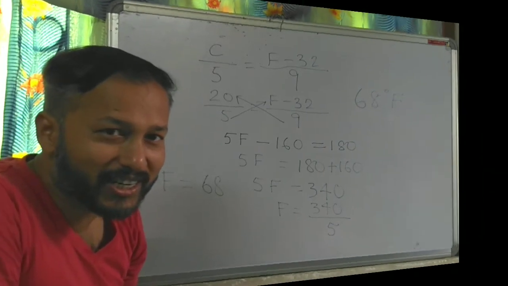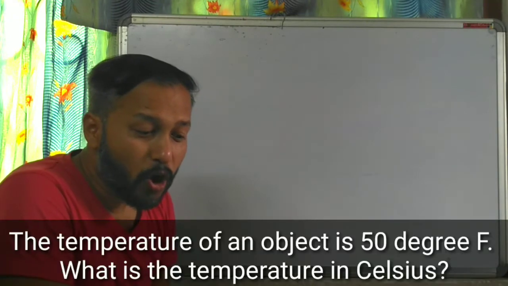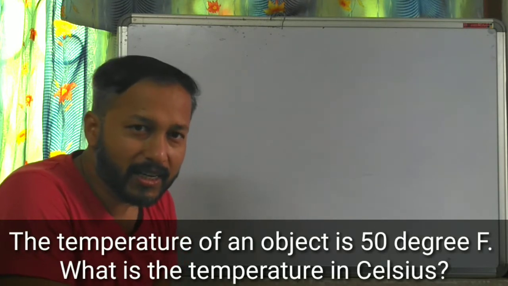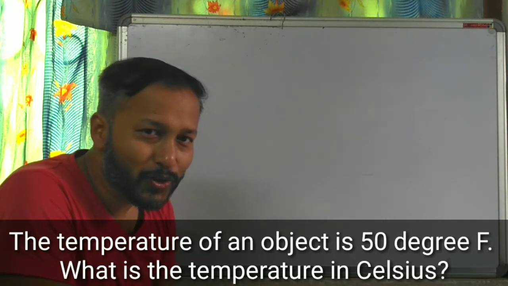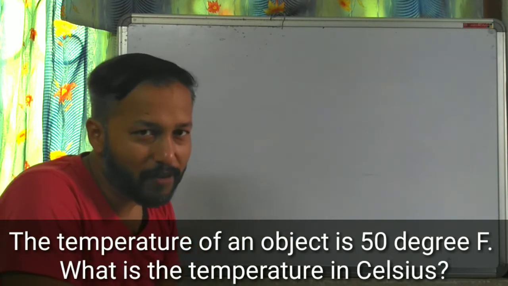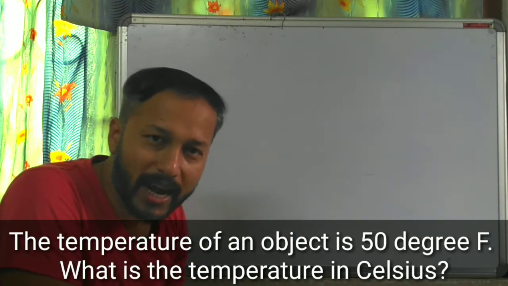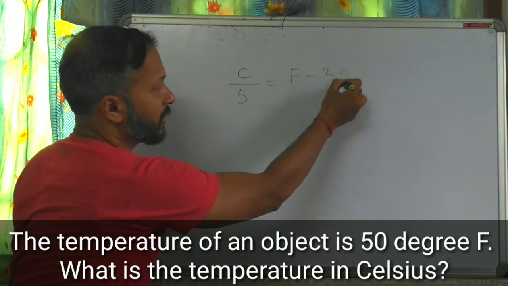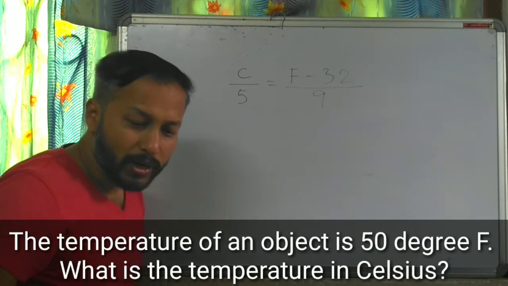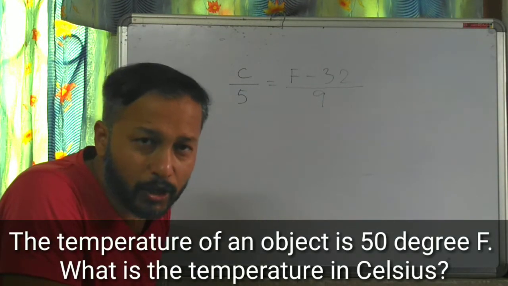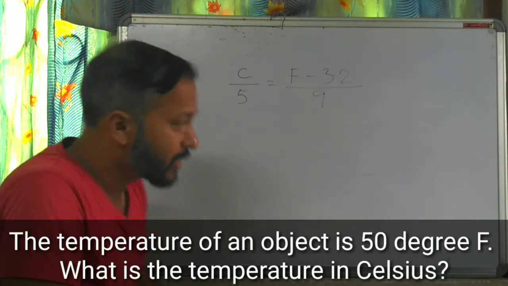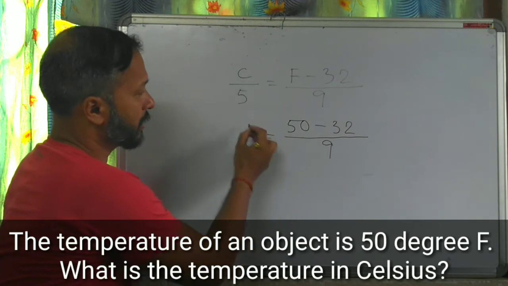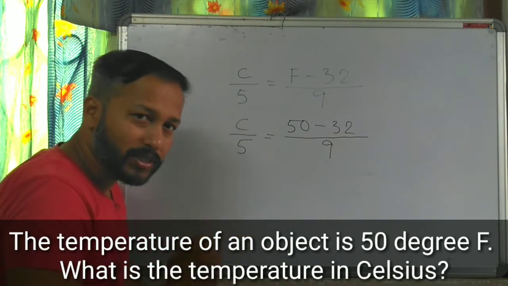Let us move to our last question. In this question, the temperature of the object is 50 degree F, meaning 50 degree Fahrenheit. What is the temperature in Celsius? So we have to convert Fahrenheit to Celsius. Same formula, C by 5 equals F minus 32 by 9. Let us use that. C by 5. Fine. What is the temperature of the object? 50 degree Fahrenheit. So in place of F, I am writing 50. Fine. Now see the calculation.